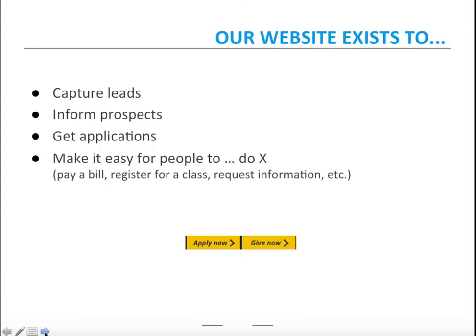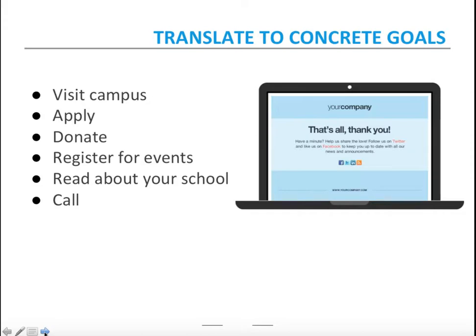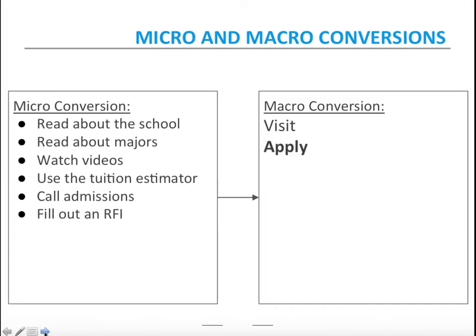Some of you may actually work on internal websites, so let's say your student portal or some kind of internal intranet. Your website might exist to make it easy for people to pay their bill or register for a class or request more information, etc. And then you want to translate those into concrete goals, things that you could potentially measure in whatever analytics tool you're using, like Google Analytics. So we're talking about visit campus or apply or donate. If you're overseeing a news website, it might be to get subscribers or to get a bigger reach. You want to get people from a bigger geographic area to your website and consuming your information. So it all depends on what your business objective is.